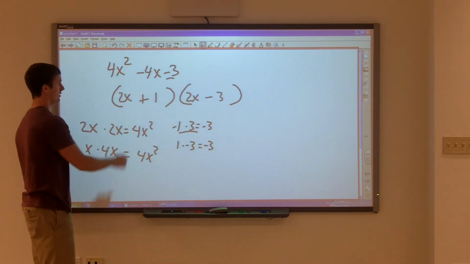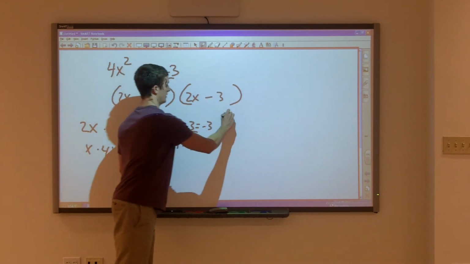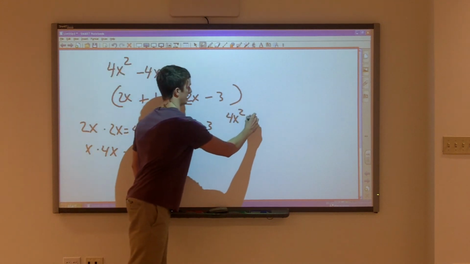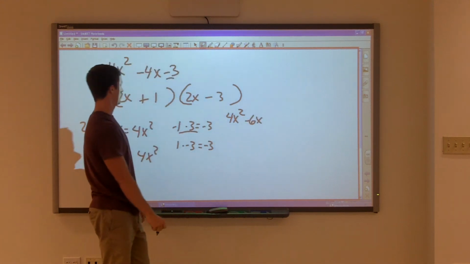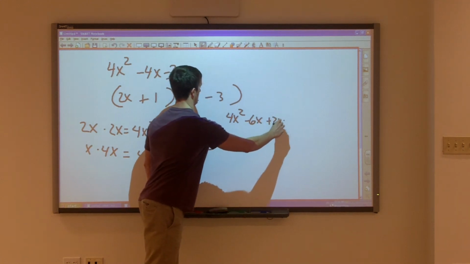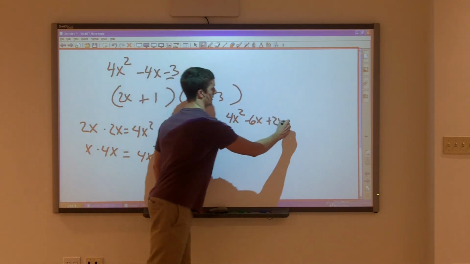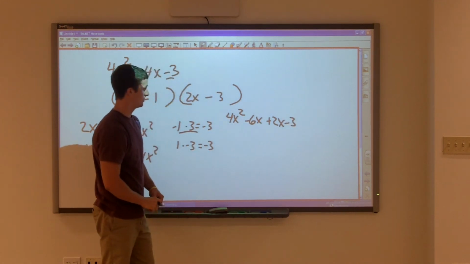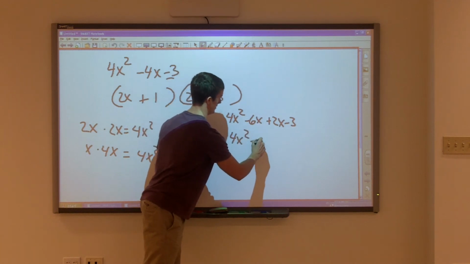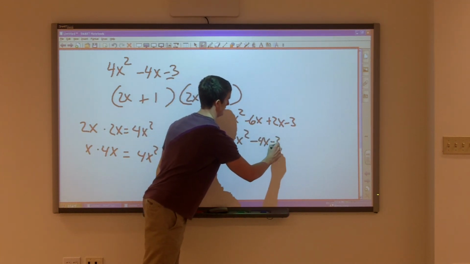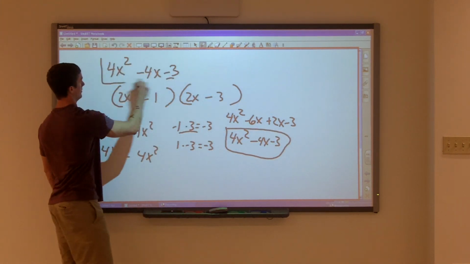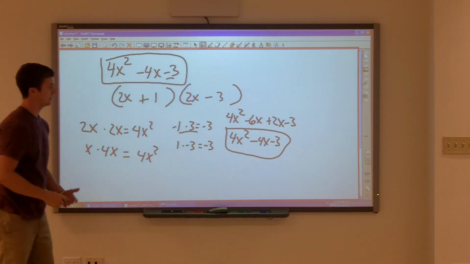And when you FOIL this out, we end up with 2x times 2x, so 4x squared, and 2x times negative 3 is negative 6x. 1 times 2x is just 2x. And then a 1 times a negative 3 is negative 3. So when you simplify your like terms, you see that we get the right answer. And this answer matches up with our first problem. So we know that we did it right.